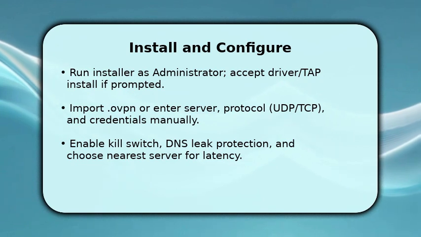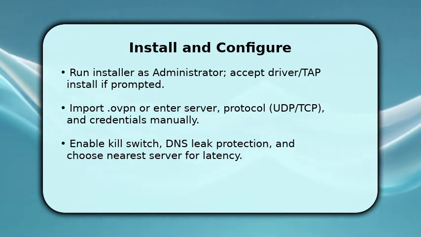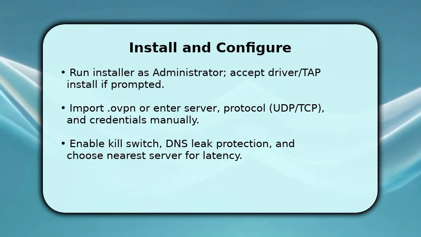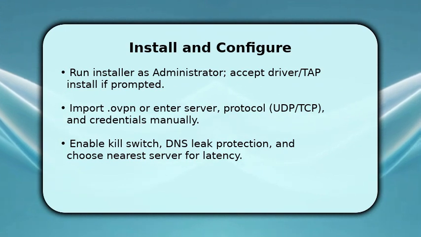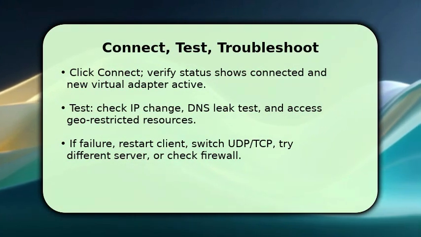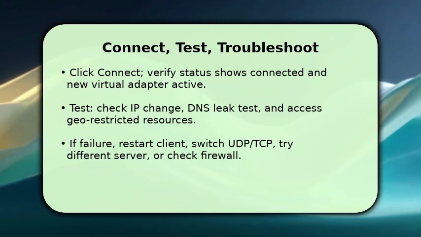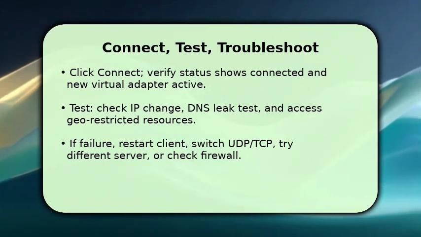Configure DNS leak protection and the kill switch to prevent exposure if the connection drops. Also choose a nearby server to reduce latency. Once saved, test Connect. Finally, click Connect and watch the client establish a tunnel. You should see a new virtual adapter and connected status.